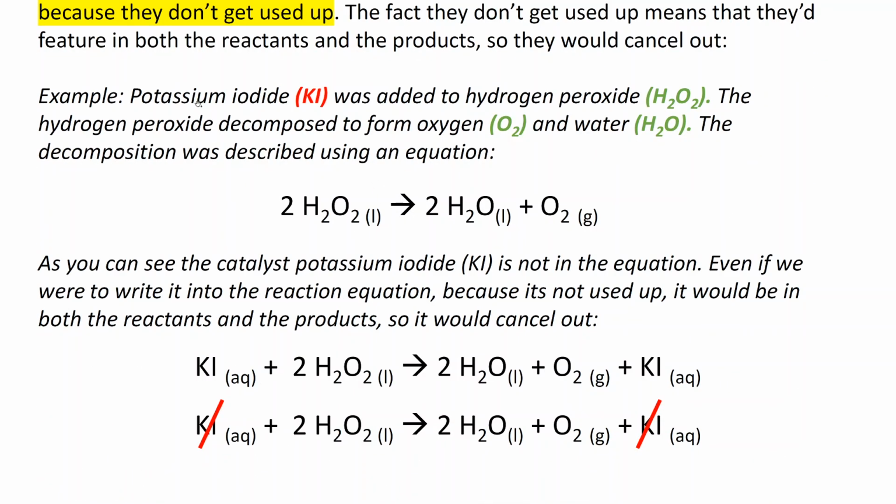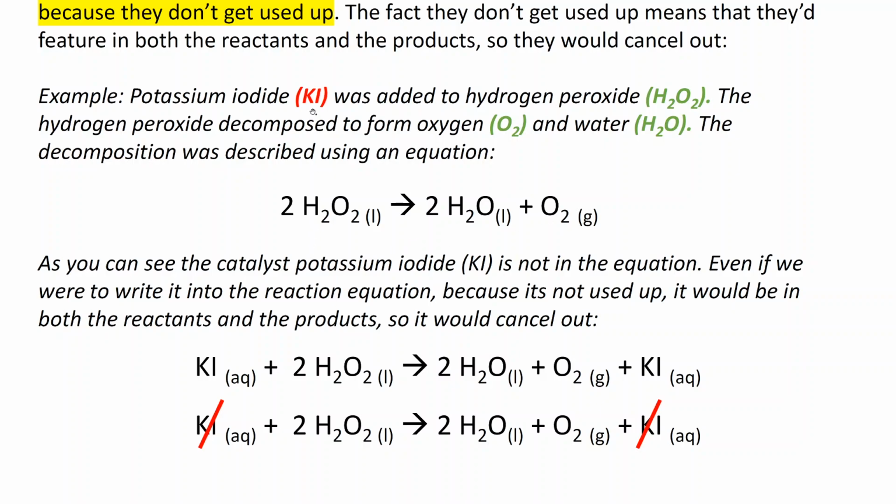Here's the worded problem. Potassium iodide was added to hydrogen peroxide. The hydrogen peroxide decomposed to form oxygen and water. The decomposition reaction, so this whole reaction just described, was described using this equation. So here I've got the hydrogen peroxide as a reactant, and here I've got water as a product and oxygen as a product. But you'll notice that this potassium iodide substance is not featuring in either the reactants or the products. So if it's mentioned in the method, but it doesn't feature in the reactants or products, then it must be the catalyst.